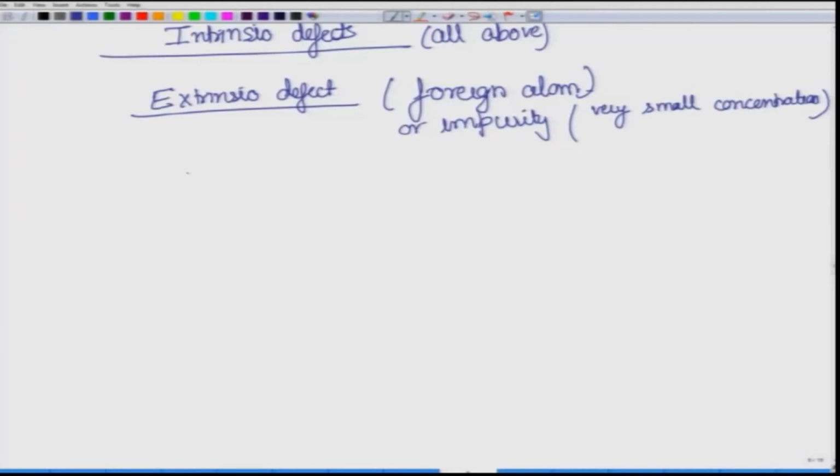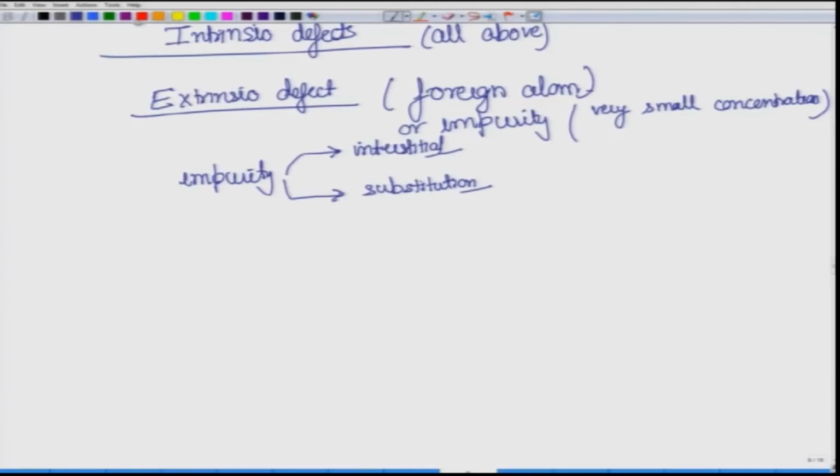Okay, so now this foreign atom or impurity can be classified in two different ways. Basically, there are two different ways this impurity can get embedded. One is by forming an interstitial, where it goes into an interstitial site. The other is that it substitutes one of the original atoms. So, this will be called an interstitial defect, and this will be called a substitutional defect.